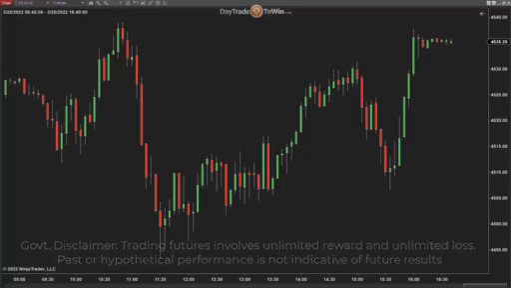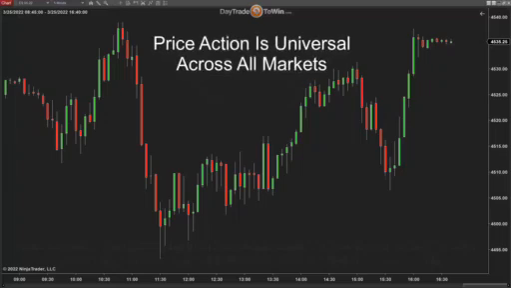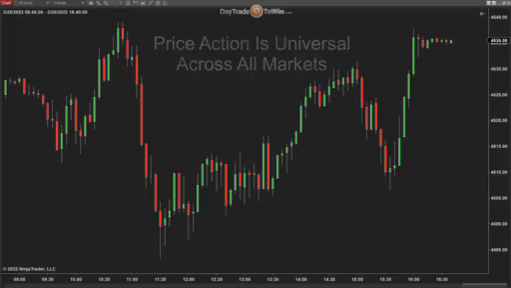So forget for a moment that this is the E-mini S&P. This could be the Dow. This could be the NASDAQ. It could be a currency like the euro or Australian dollar. It could be crude oil, heating oil. It could be a stock. It doesn't matter. Price action is universal. So you have to think about what we're looking at as a universal idea that can be used across all markets, which is a good thing.